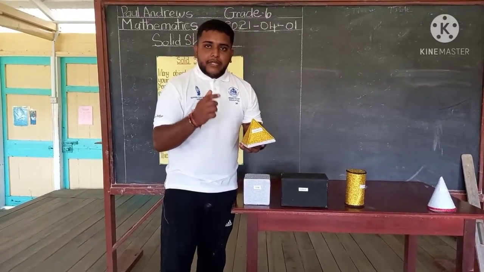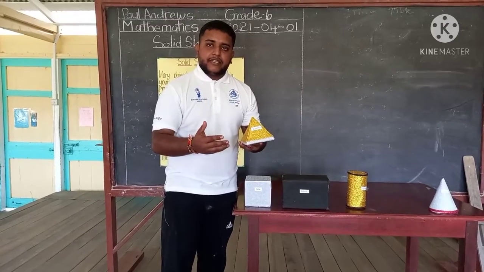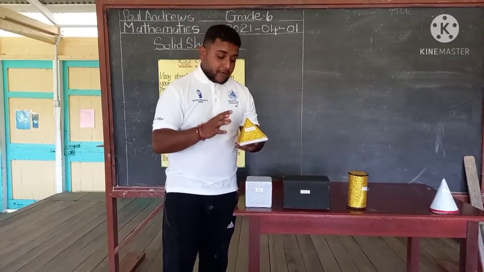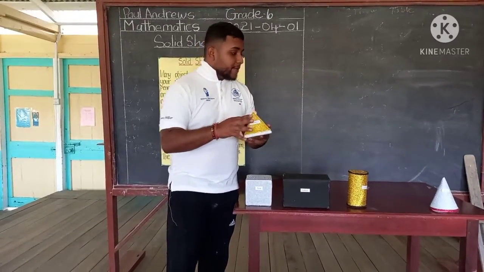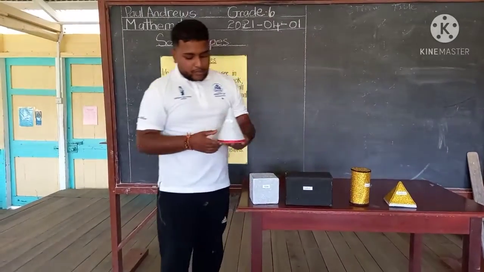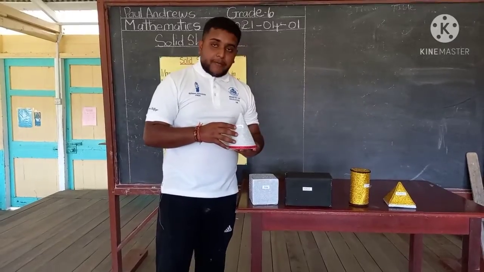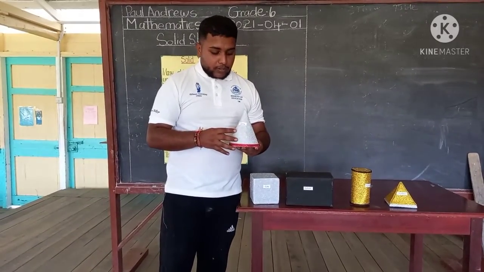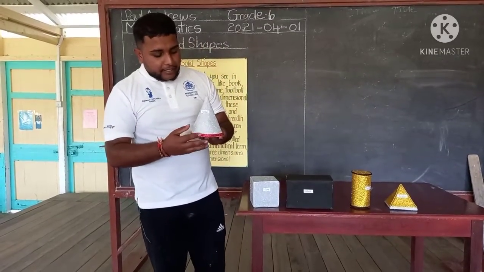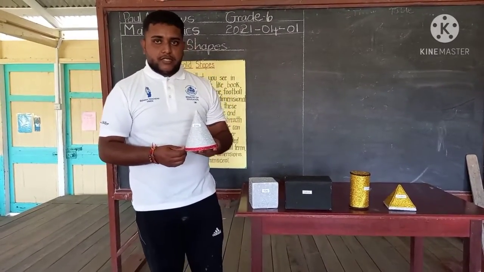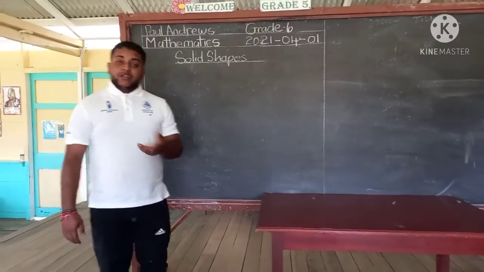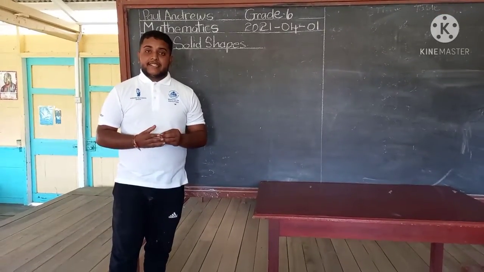So how many dimensions would we have identified here? Very good, Paul. 3. We identified 3 dimensions. And we have our last shape here, the cone. The last shape we have here is the cone, and we are now able to identify the 3 dimensions. So now that would have brought us to the end of today's lesson.